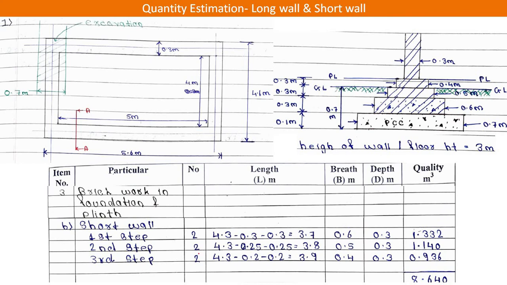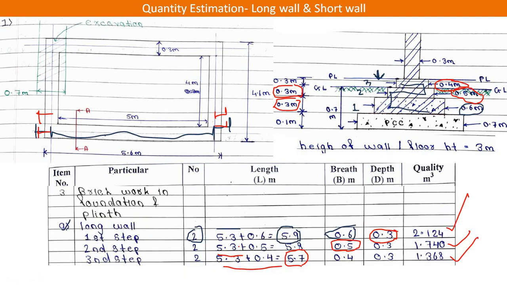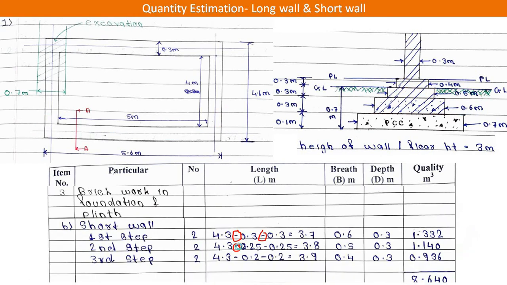And similarly for the short wall, but in the short wall, remember that minus will be done for the quantity. It is similar to the long wall only, but in the width the deduction will be carried out, whereas in the long wall the addition will be carried out.